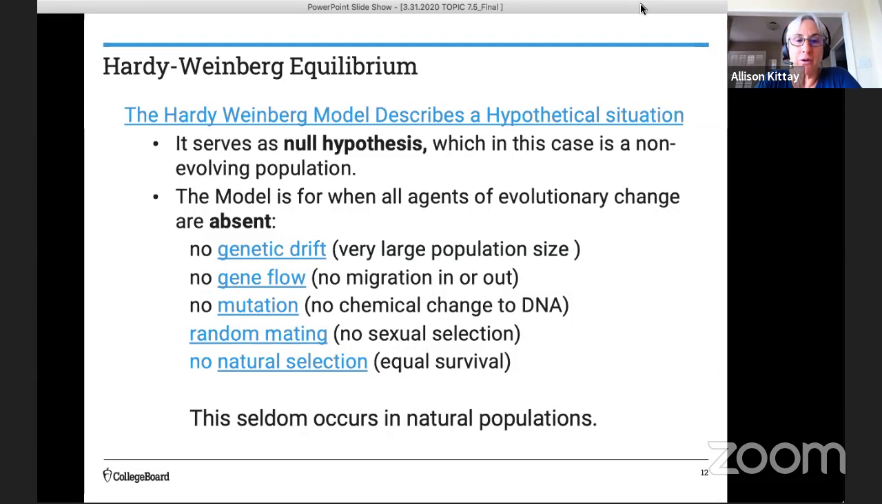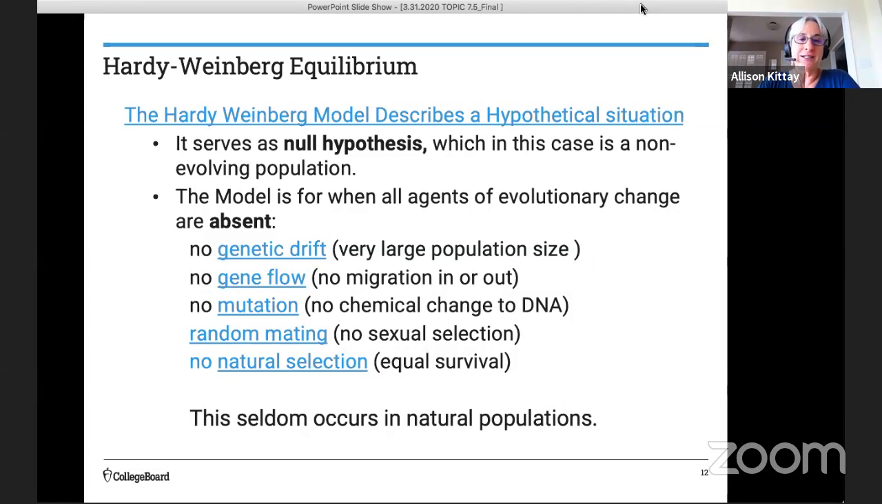So in the model, there can be no genetic drift, and that means no small populations, so you have to have a large population size. There can be no gene flow, which means no migration of alleles into or out of a population. There can be no mutations, which are changes to the DNA. Mating must be random. There can be no sexual selection, no mate preference, and there can be no natural selection, which means that there's equal survival rates.